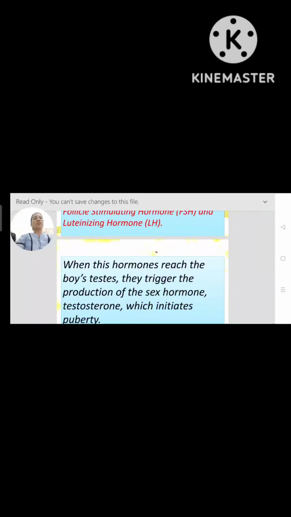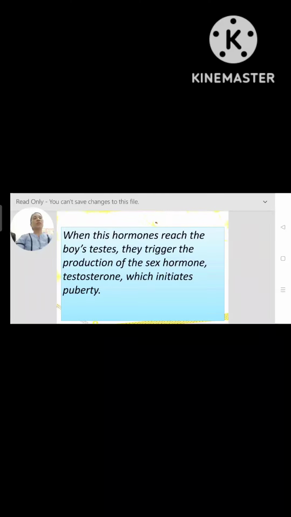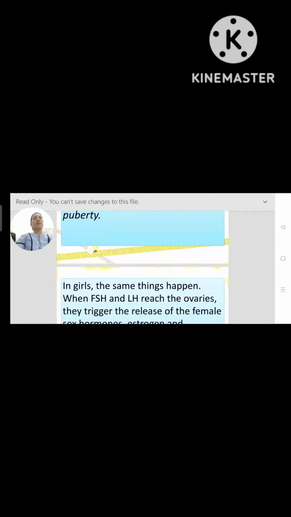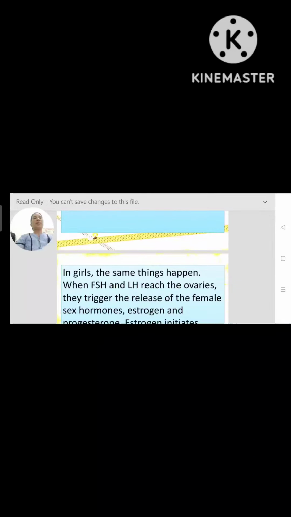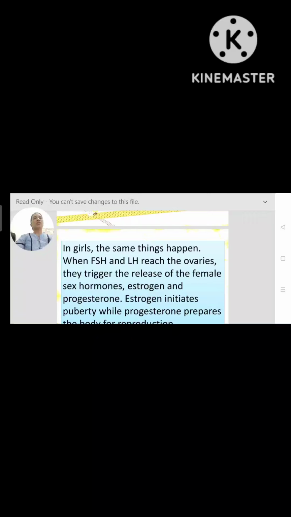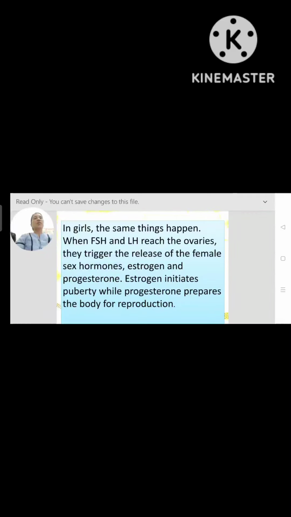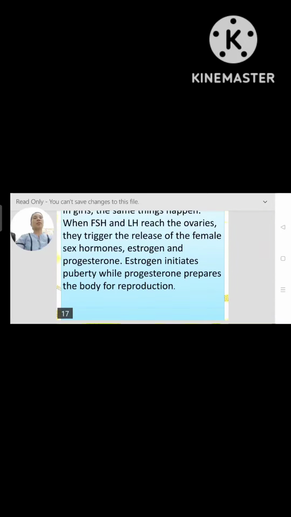When these hormones reach the boy's testes, they trigger the production of the sex hormone testosterone, which initiates puberty. In girls, the same things happen when FSH and LH reach the ovaries. They trigger the release of the female sex hormones estrogen and progesterone. Estrogen initiates puberty, while progesterone prepares the body for reproduction.